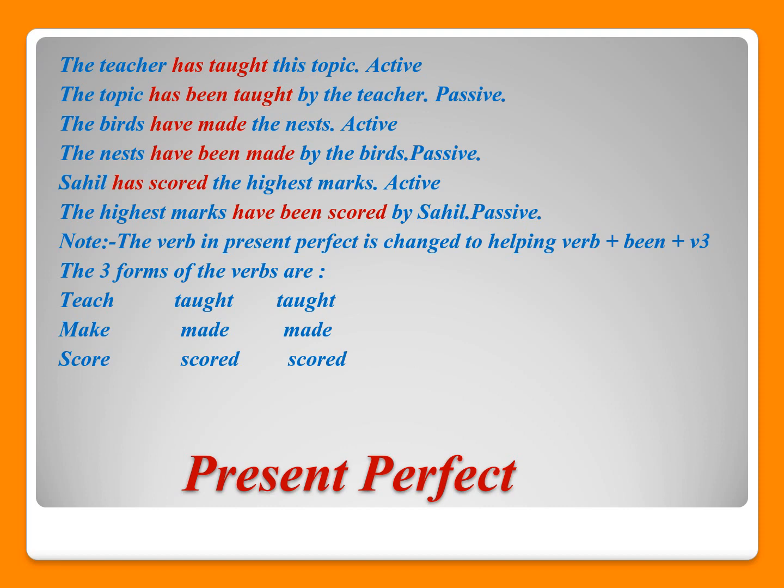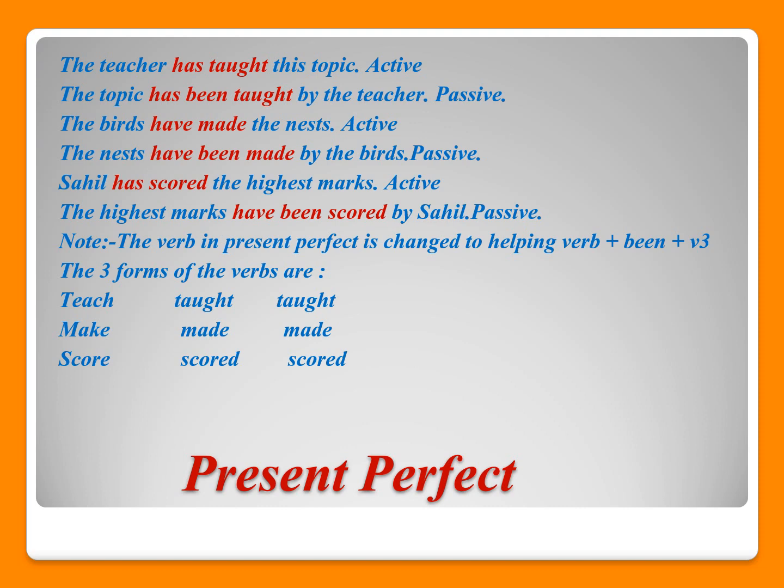As I had told you, we always add a been, B-E-E-N, in all the sentences where perfect tenses are being used. Has is the helping verb. Taught is already in third form because this is a present perfect form where we already have the third form of verbs.